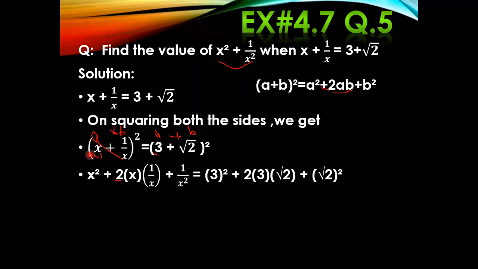Then you will write here 2, then multiply a with b. Now which is term a here? This is x, and your term b here is 1 upon x. Okay, not 1 upon x square. Okay, please keep it in your mind. Your term a here is x and term b here is 1 upon x.